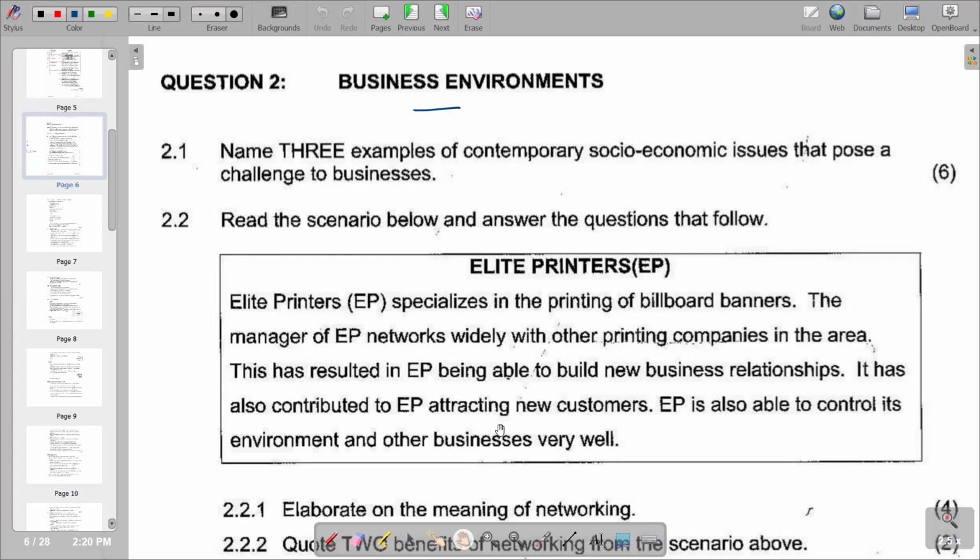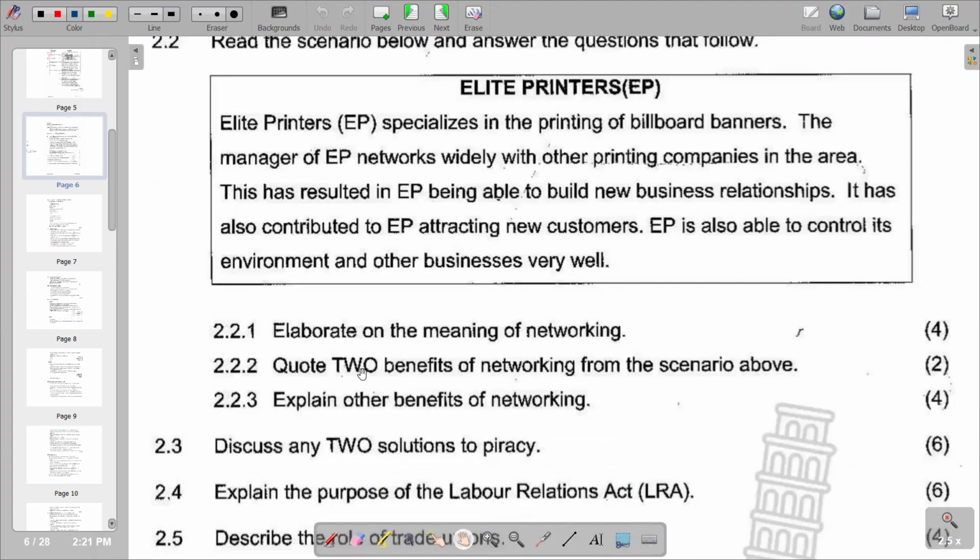EP is also able to control its environment and other businesses very well. 2.2.1, elaborate on the meaning of networking. So networking is the process of interaction whereby two parties exchange information, ideas, and so on. In that case, we have a scenario whereby two parties are on the same level, for example, who are in the same career. So that is what we have in terms of networking.